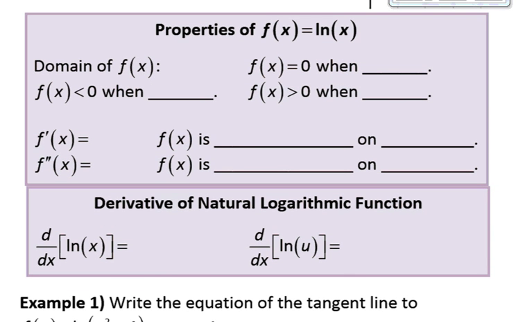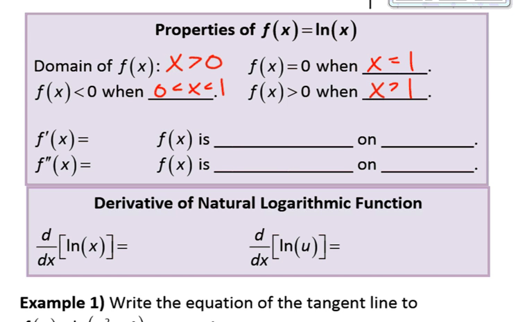So maybe some that we've already talked about, that you've seen before. The domain of f of x is x has to be greater than 0. And we know that y is going to be negative when x is between 0 and 1. And we know f of x equals 0 when x equals 1. And we know f of x is positive when x is greater than 1. So just some properties to keep in mind.